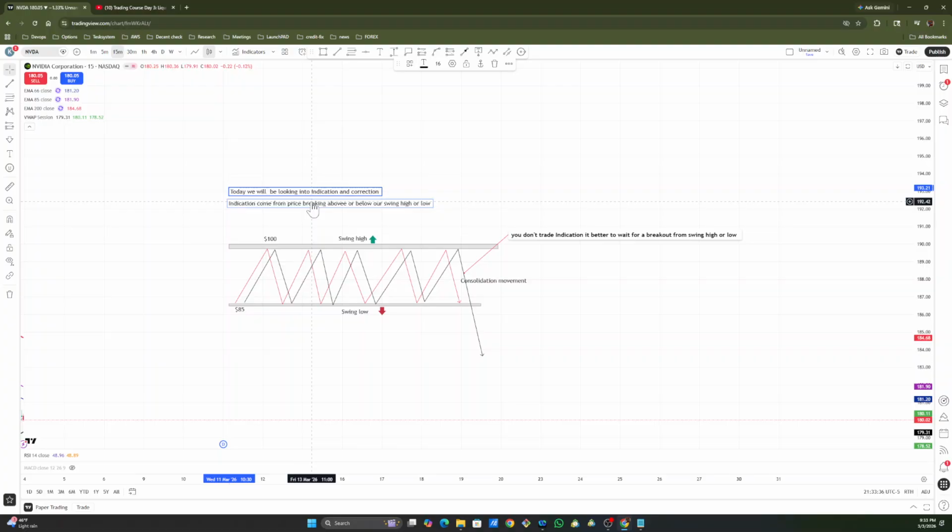So that's all about indication. And correction comes in a form like this. This is a correction.